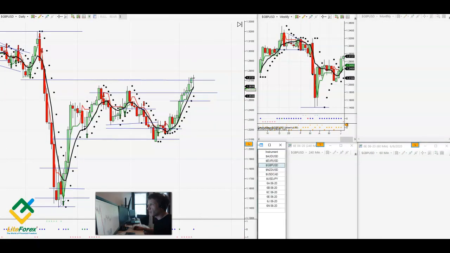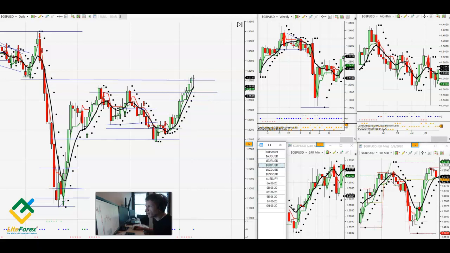Pound USD. Now Pound USD, you can see the long lower wick, so it did pull back, but then boom, continued going up, and we are above this 1.27 price. This looks like it wants to continue going higher, so let's let this one go higher as well.